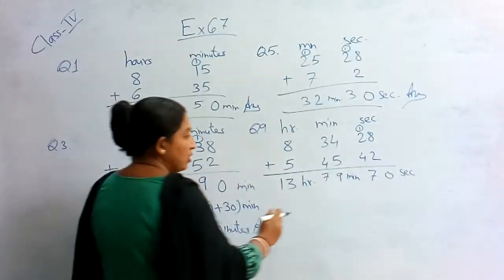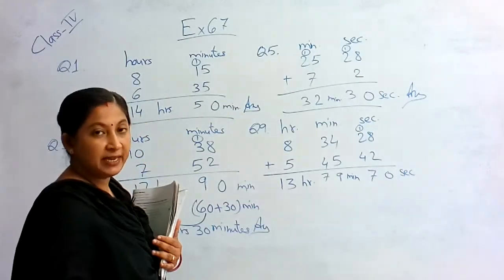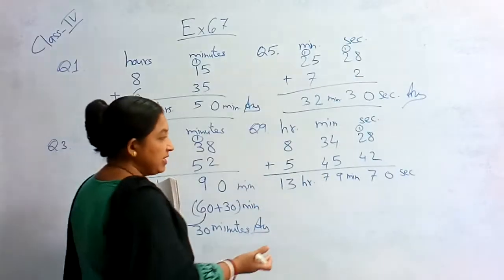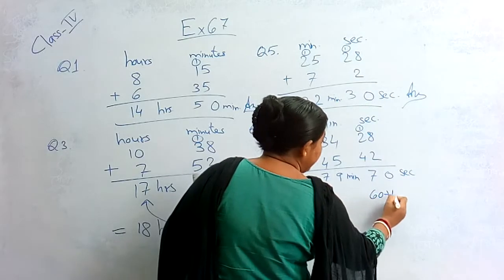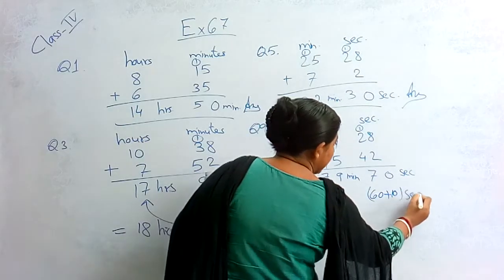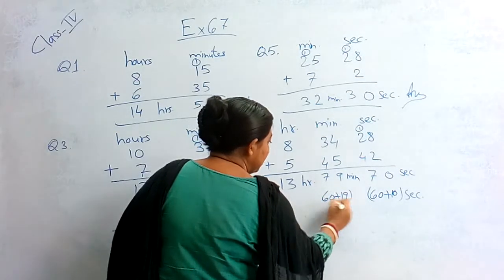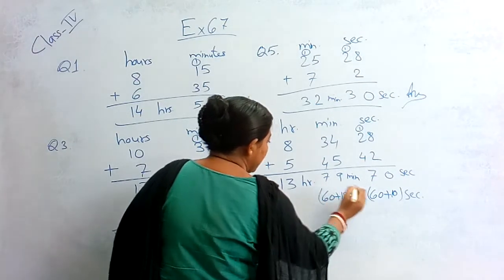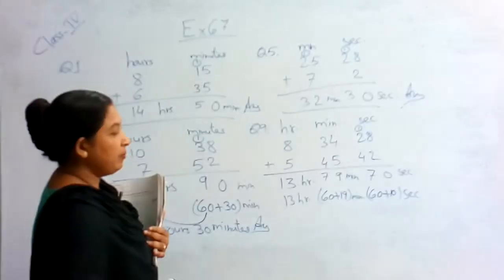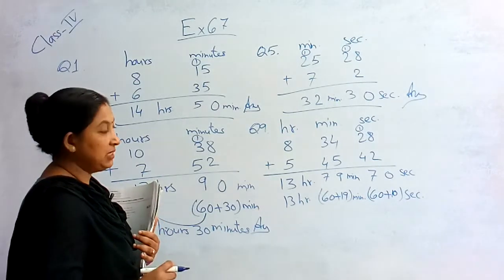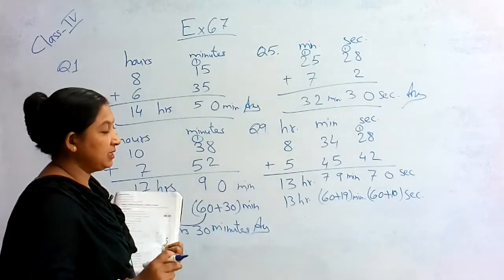Now you have to convert the minutes as well as the seconds, because we have only 60 seconds in 1 minute, isn't it? Here it is given 70. So this 70 will be 60 plus 10 seconds, and this 79 will be 60 plus 19 minutes, and this will be as it is, 13 hours. Okay, 79 minutes I have converted into 60 plus 19, because 1 hour has 60 minutes.